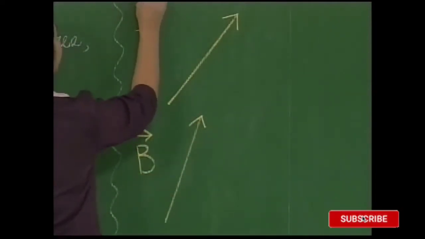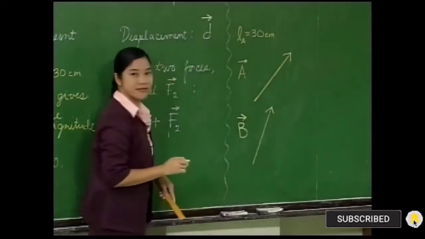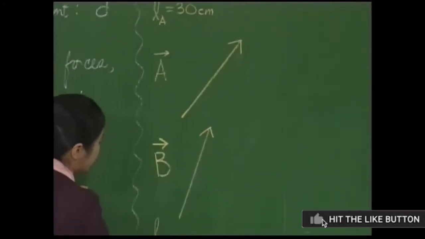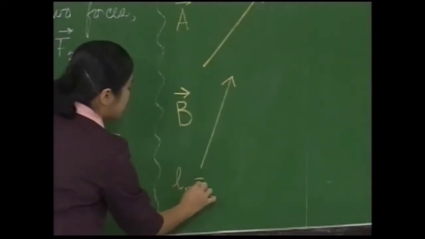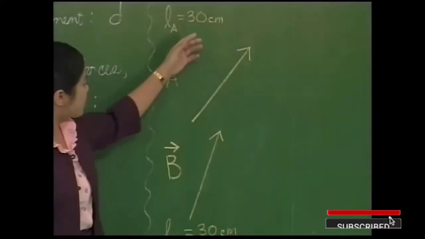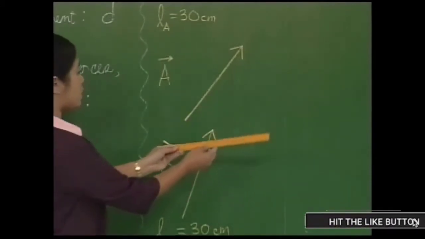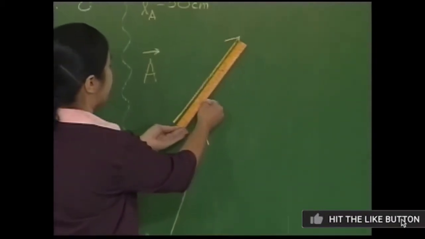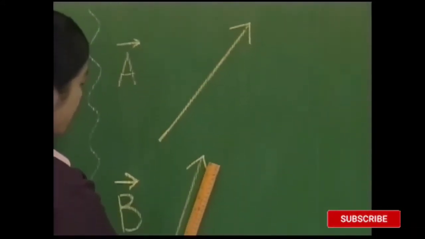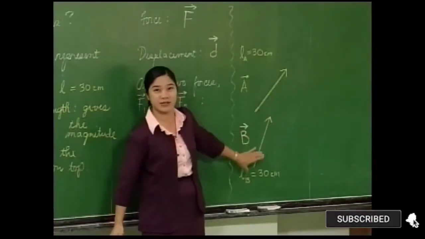So the length of vector A is 30 centimeters. And you see, I measured it. The length of vector B is also 30 centimeters. So we have the two vectors here. They are of the same length. As you see, when I took my ruler and measured them, length of A is 30 centimeters, length of B is 30 centimeters. But now we see that they are different vectors.